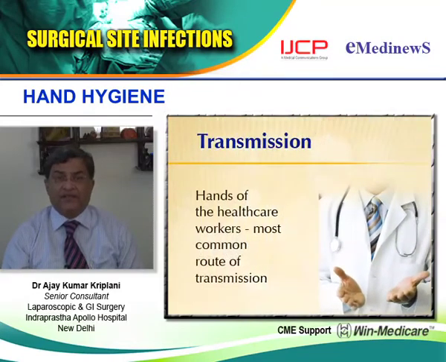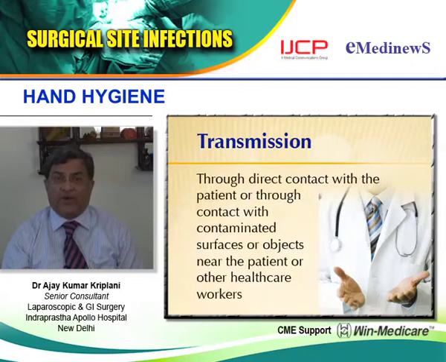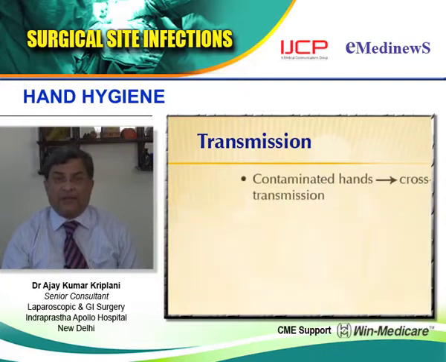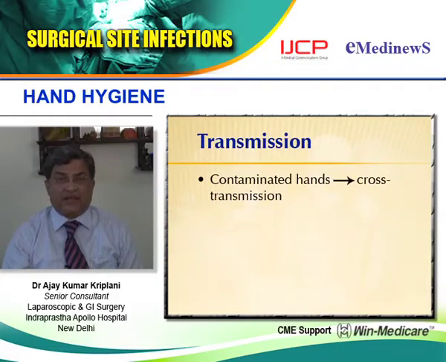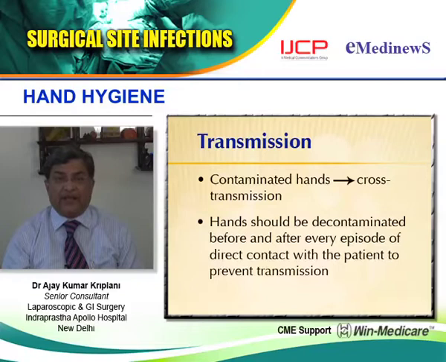Hands of the healthcare workers are the most common route of transmission of bacteria. Hands may become contaminated through direct contact with the patient or through contact with contaminated surfaces or objects near the patient or other healthcare workers. Contaminated hands can lead to cross transmission of infectious agents. Therefore, to prevent transmission, especially when handling vulnerable areas such as surgical wounds and invasive devices, it is important that hands should be decontaminated before and after every episode of direct contact with a patient.